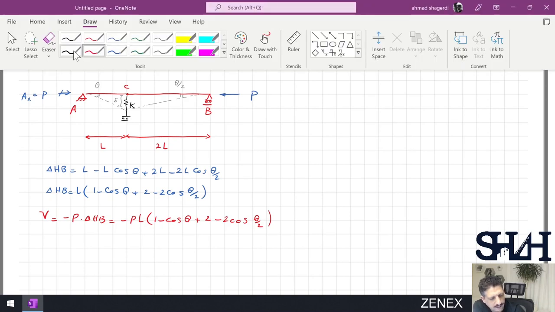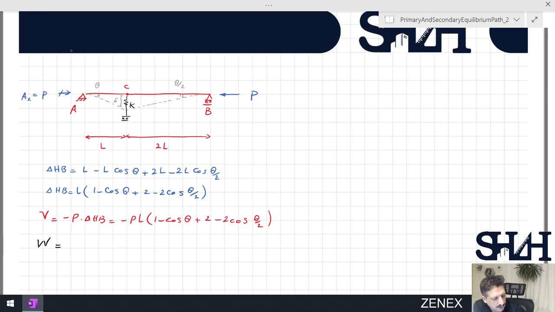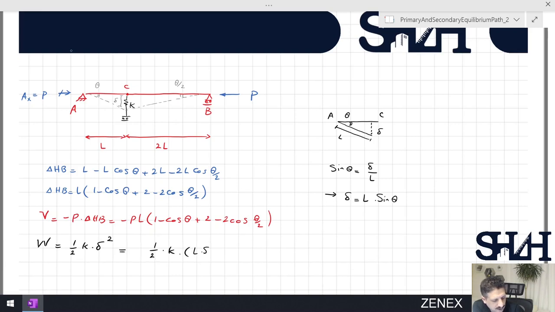The next step is calculating the potential energy in the spring, which will be 1 over 2 k delta to the power of 2. So if we look at A to C, the bar is rigid, and after rotation we have the same length, and here this is delta, and we have the angle of theta. So sine theta will be delta over L, and as a result delta will be L sine theta. By substituting delta with the determined L sine theta, it will be 1 over 2 K L sine theta to the power of 2, which will be K L squared over 2 sine squared theta.